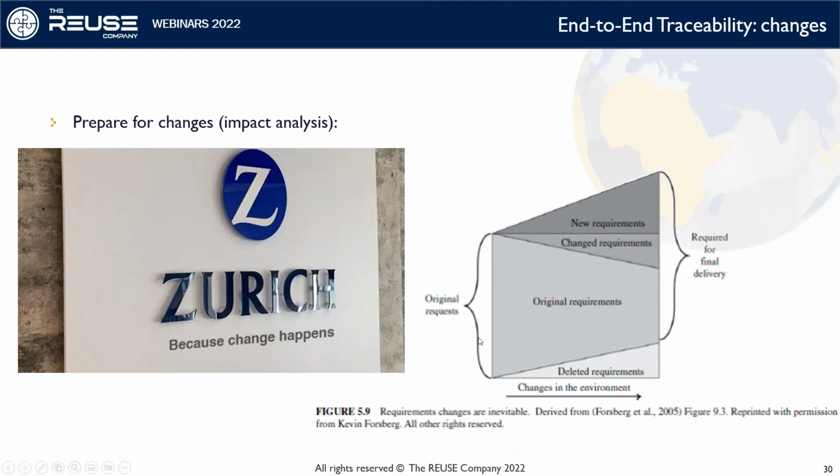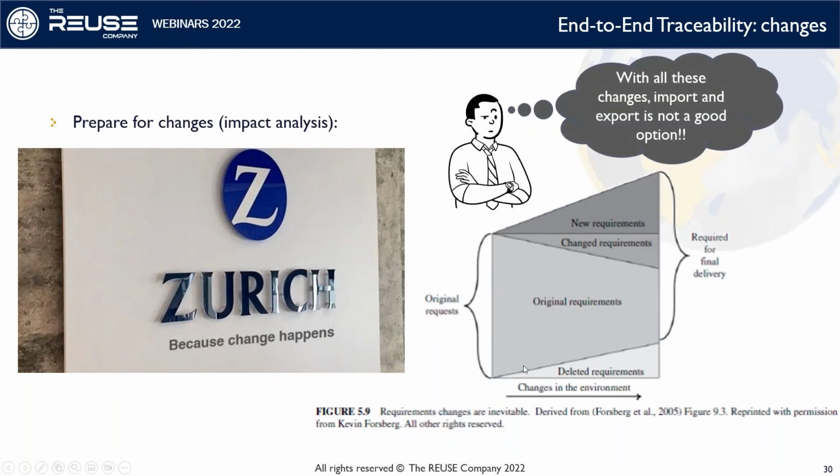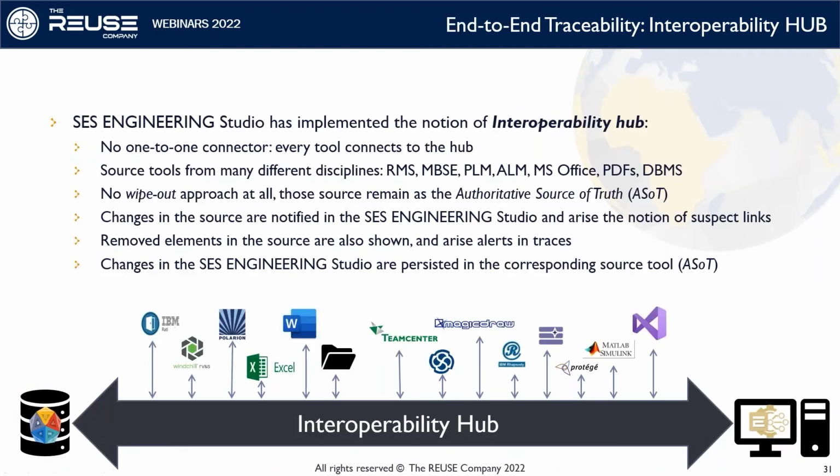So the scope is clearly changing in this project, and that's why it is so important to have a professional tool. Importing and exporting, by the way, is not an option because of all those changes. So we need the source of truth always connected live, right? And that's why we have come out with our approach, which we call in this new version the interoperability hub. Or let me start by naming it the interconnection hub, right?